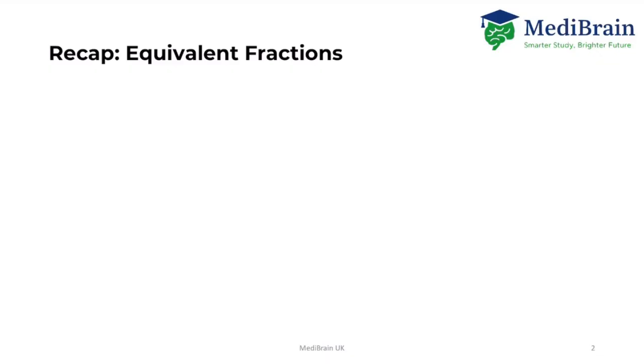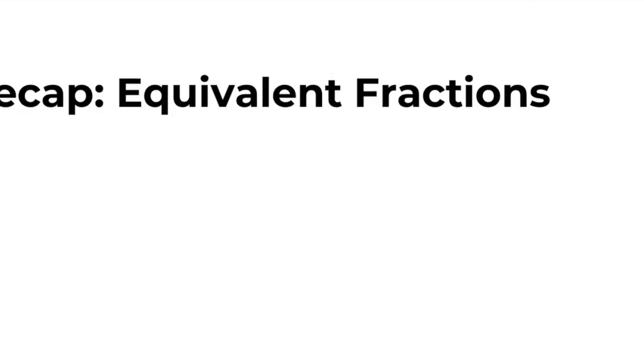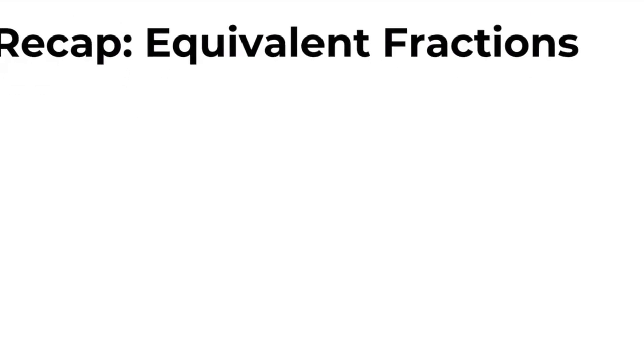So first of all, we're going to start off with a recap of equivalent fractions. You would have studied this at primary school, year 7, year 8, so it should be a nice recap. When we're talking about equivalent fractions, what we're basically saying is fractions which have the same multiplier on both the numerator and the denominator. For example, a half is equivalent to 5/10 because the same multiplier is present on both the numerator and the denominator.